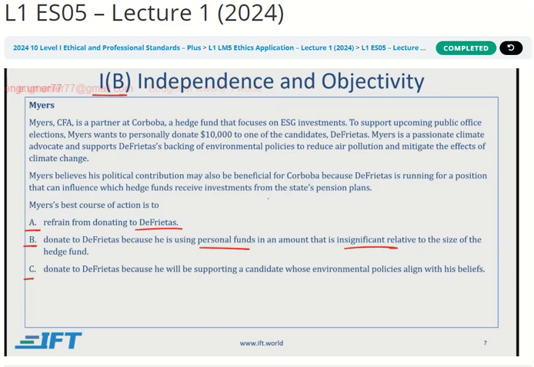And what we also learn in this mini case is that if Myers makes the donation, he is trying to influence the objectivity of the political person, De Freitas. And since he is potentially influencing the independence and objectivity of someone else, this becomes a violation of Standard 1B, and therefore the best answer is A, Myers should refrain from donating to De Freitas.